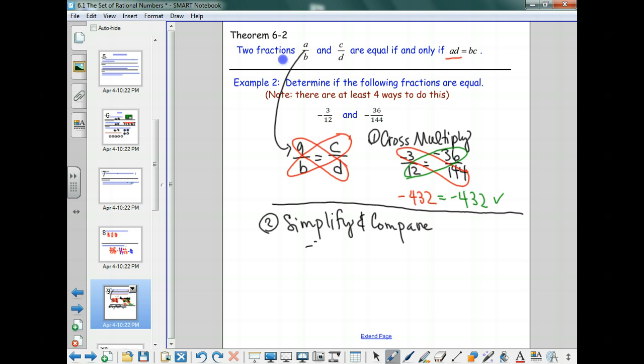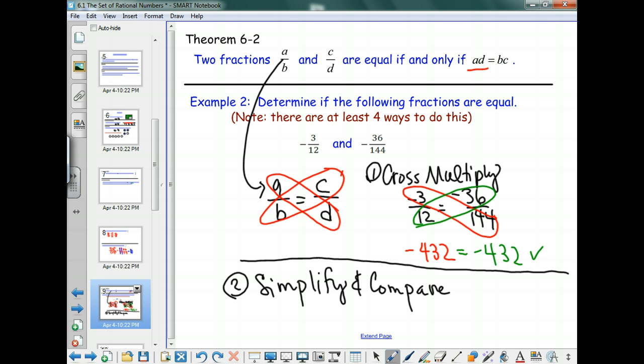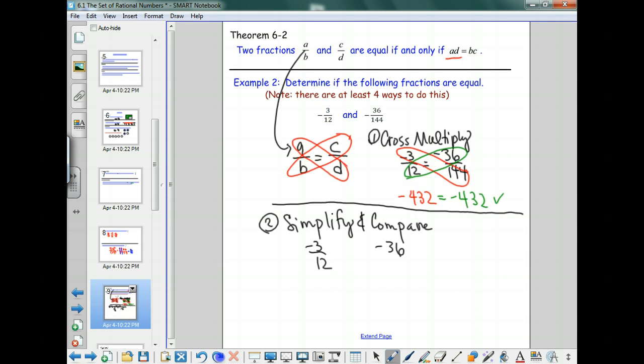All right, so we have negative 3 over 12. Negative 3 over 12 is not in simplest form. How could I simplify it? Negative 1/4. How did you do it, Kayla? All right, so you divide top and bottom by 3. So this would be negative 1/4.